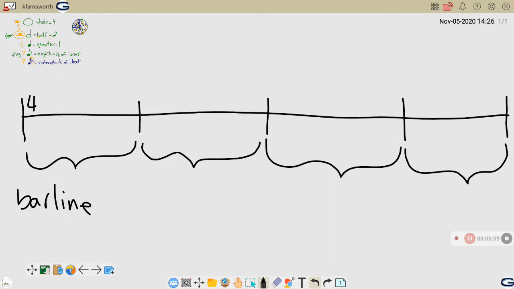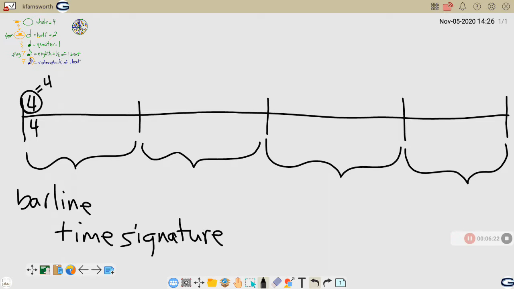Okay? At the beginning, I'm going to put two numbers, and this is called the time signature. Now, we could spend weeks and weeks just talking about time signatures and all different combinations of numbers. For what we're going to do, we're only going to use 4/4 time. The top number tells us that we have 4 beats in a measure, and the bottom number tells us that a quarter note gets one of those beats. And that's what this is based on. A whole measure is 4 beats, and a quarter note gets 1 beat. So we're going to use 4/4 time.